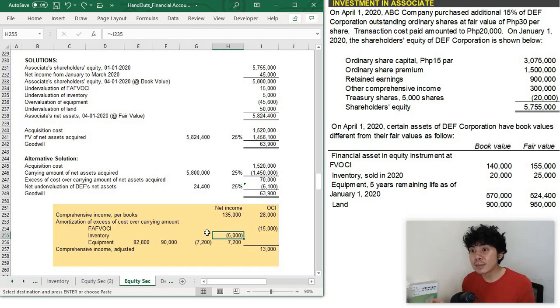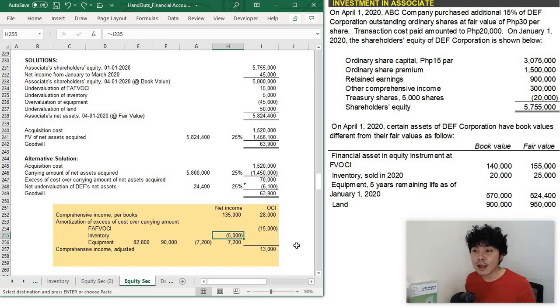Yung hindi pa nabenta, hindi pa yun syempre nakaapekto sa cost of goods sold. So, hindi pa yun nakaapekto sa comprehensive income. Kaya para dun sa undervaluation, para sa inventory na hindi pa nabebenta, hindi pa yun i-amortize. Again, ang concept behind sa amortization of excess of cost over carrying amount is i-amortize lang sila kung etong mga assets na to ay magkakaroon na ng effect sa comprehensive income.